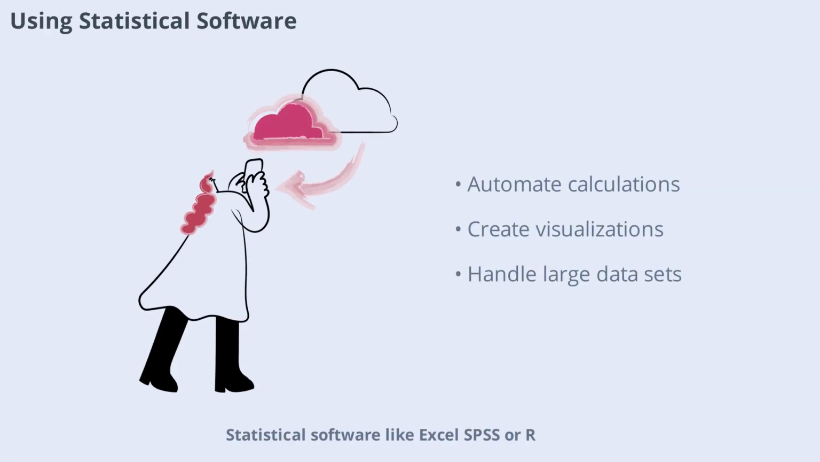Statistical software like Excel, SPSS, or R makes data analysis faster and more accurate. These tools offer built-in functions for calculations, visualizations, and advanced analysis. Learning to use statistical software is a valuable skill for anyone working with data.